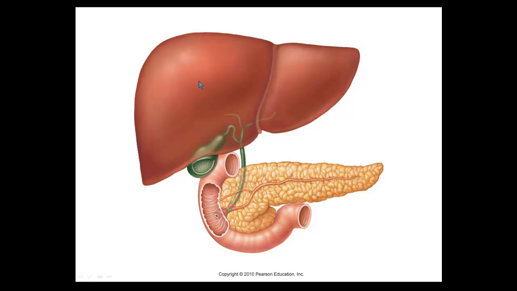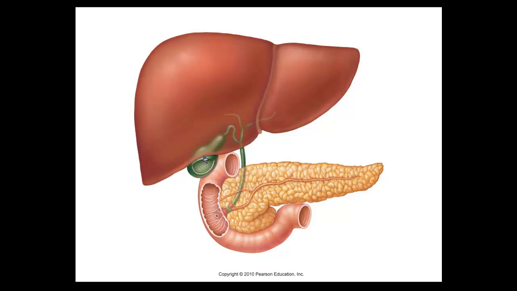Its job is to make and secrete bile, and it does that through these special ducts here. And then the gallbladder is this small green structure. It's tucked up under the liver on the right-hand side, and its job is to store some of the bile that is produced by the liver. But most of the bile that is secreted into the digestive tract, all of that comes from the liver. Just a small percentage of what the liver produces is stored by the gallbladder.